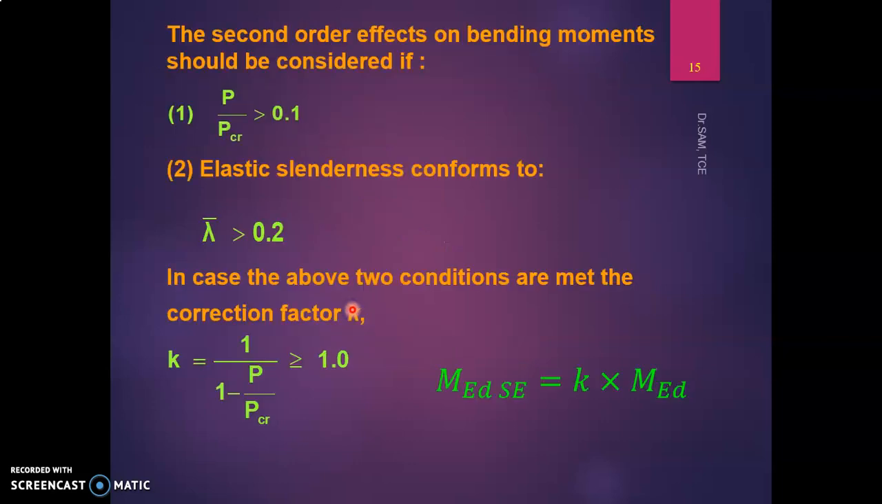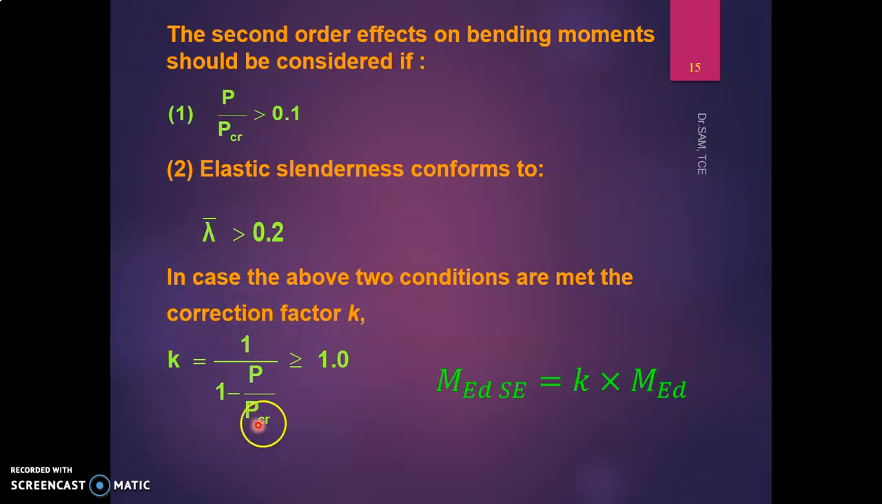So in the composite column, you have to check the second order effect. If the column has a ratio of P, that is the load acting on the column, to the critical buckling load, greater than 0.1, and the slenderness ratio of the column exceeds 0.2, then you have to consider the second order effect.